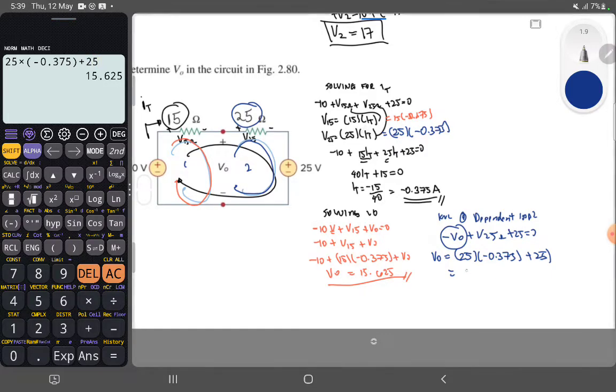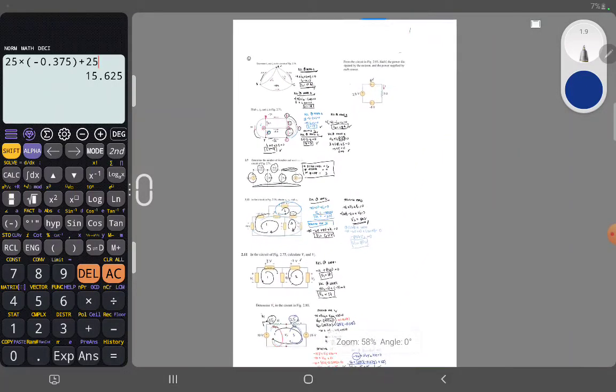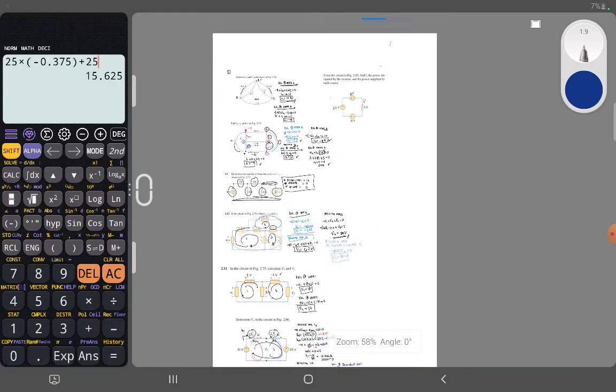Okay, we will have a value equal to 15.625, which is equal to our VO. Right? So yan. Next naman tayo. Dito tayo. Okay.